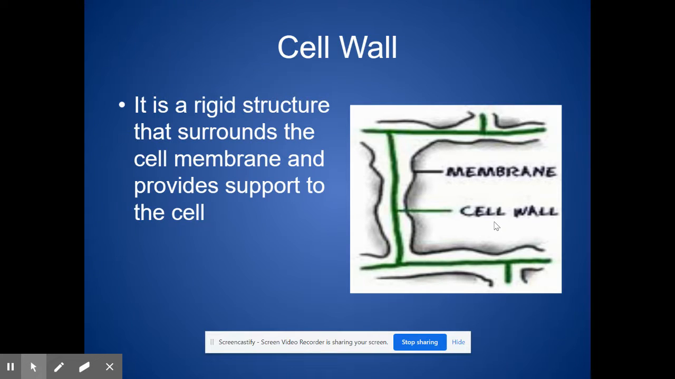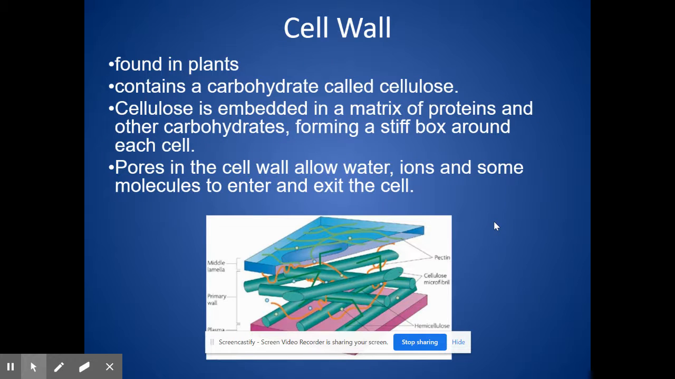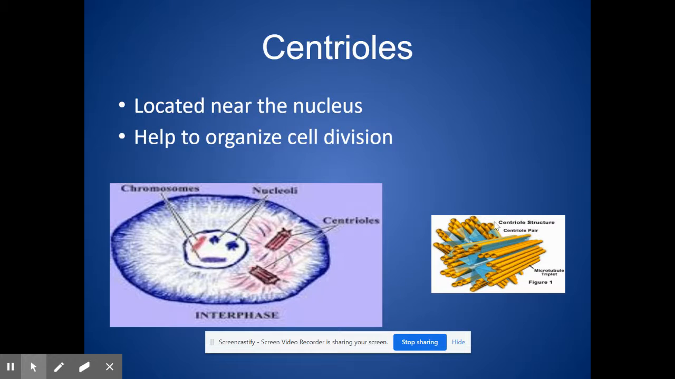Cell wall. You can think of the cell wall as the outer wall of a castle. It surrounds the cell membrane and provides support for the cell. Found in plants, but not in animal cells. They are made of a carbohydrate called cellulose. We did learn that last unit. So it forms a stiff box around the cell. They have pores in the cell wall that allow water and ions and some molecules to enter and exit the cell.